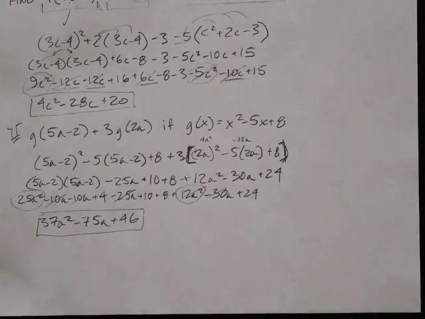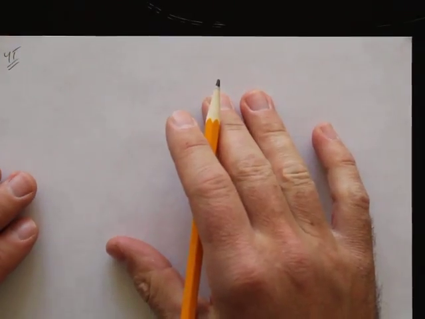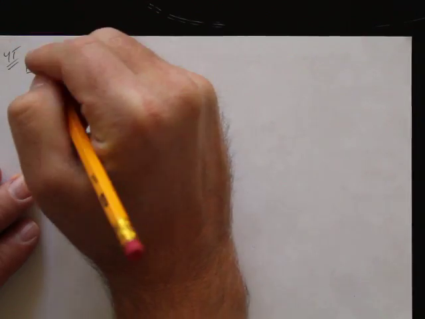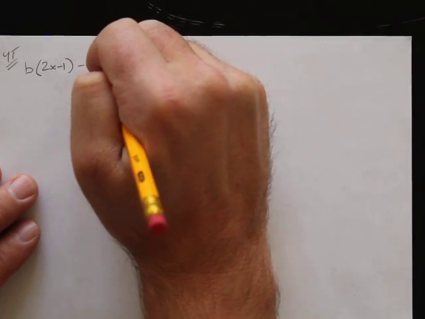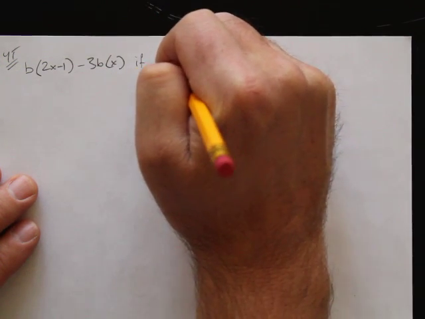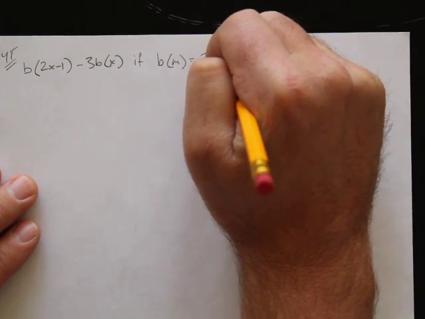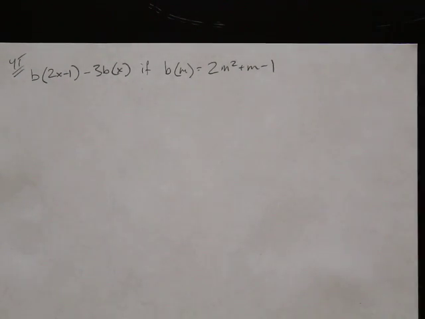All right, I'm going to give you one more try. And then we're going to look at some more of this, some different stuff. b of 2x minus 1 minus 3 times b of x, if b of m equals 2m squared plus m minus 1. All right, go ahead and pause and do this one, then we'll do it together. Go.